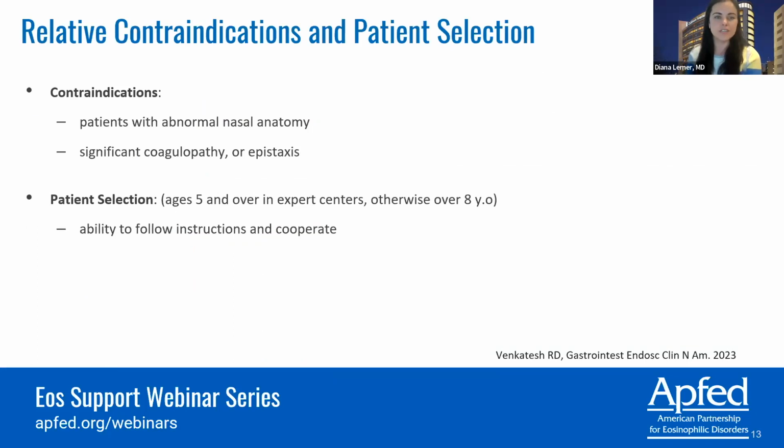The relative contraindication, as we talked about, is patients with abnormal anatomy. And then patient selection. In really expert centers, the suggestion has been that kids who can follow instructions and cooperate with the procedure, anywhere from age 5 or older, should probably be able to do it. But otherwise, in a newer program, probably over age 8.